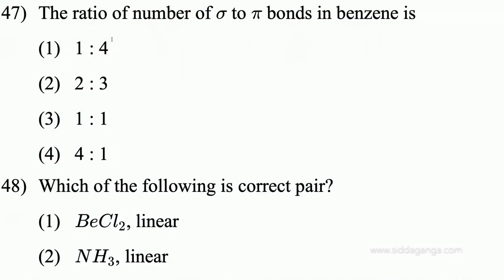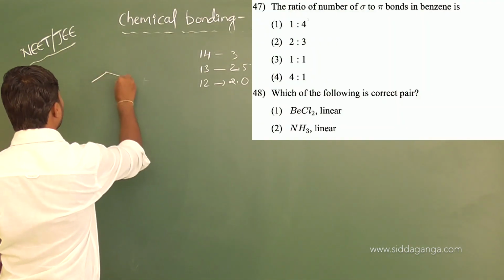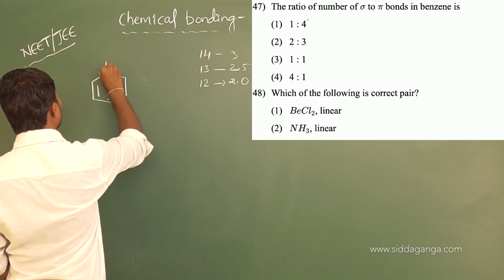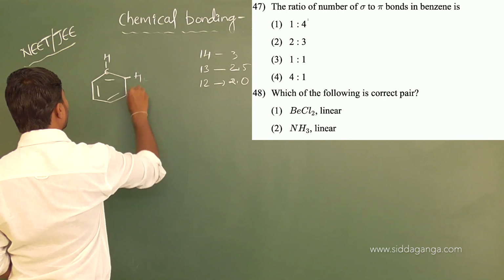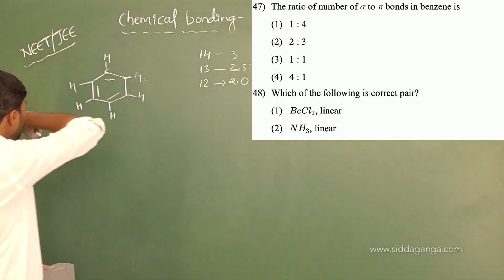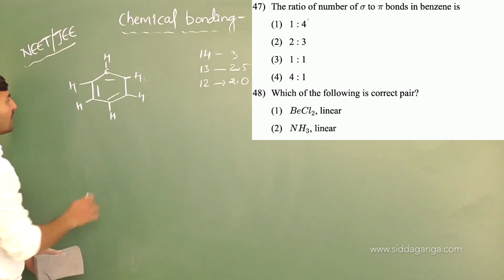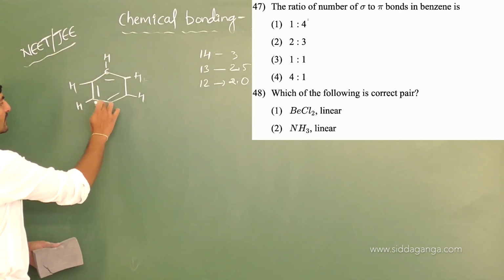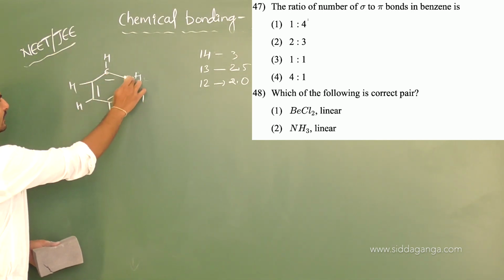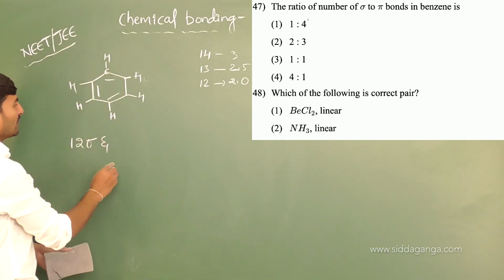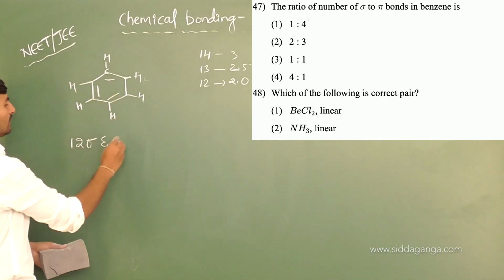So the next question: the ratio of number of sigma and pi bonds in benzene is. Okay, for this we have to consider the structure of benzene. Here CH CH CH CH. This will be the structure of benzene, which consists of how many sigma bonds here? 1 2 3 4 5 6 7 8 9 10 11 and 12. It consists of 12 sigma bonds. And how many pi bonds are there here? 1 2 and 3. 3 pi bonds are there.